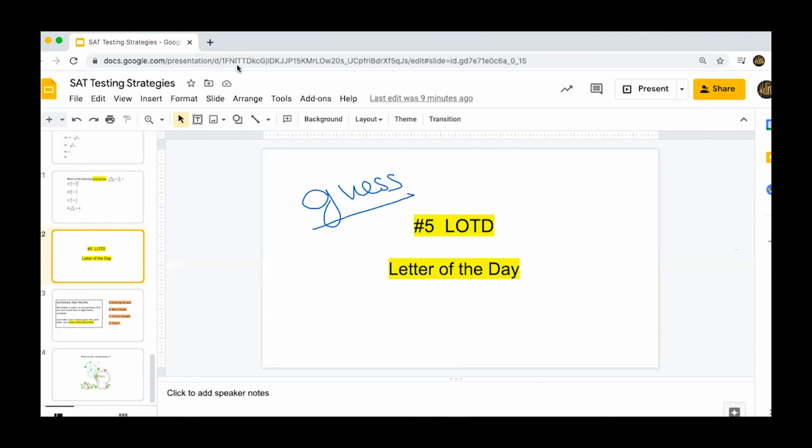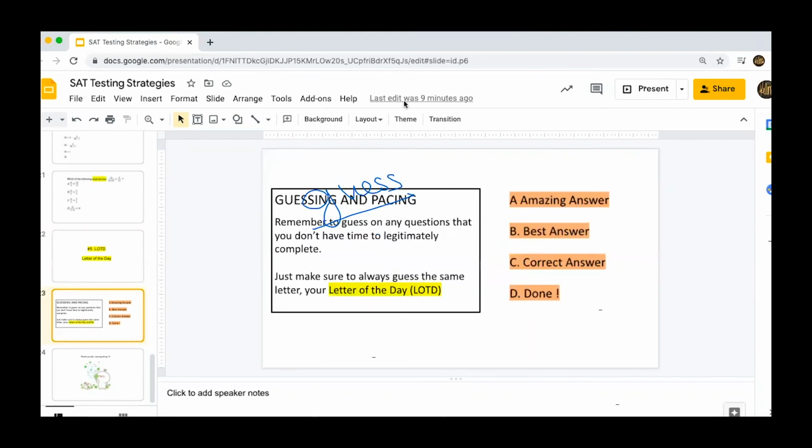Probability-wise, if you guess the same letter the whole time, the chance for you to get it right is more likely higher. So for example, we have A, B, C, and D. Well, A, amazing answer. B, the best answer. C, correct answer. D, I'm done. What is your favorite letter? A, B, C, or D?